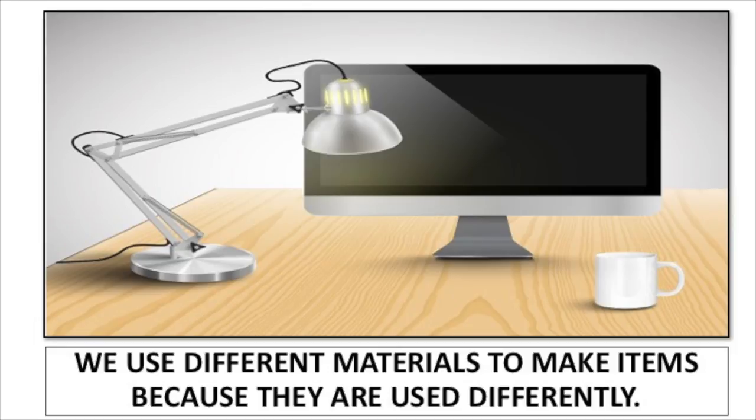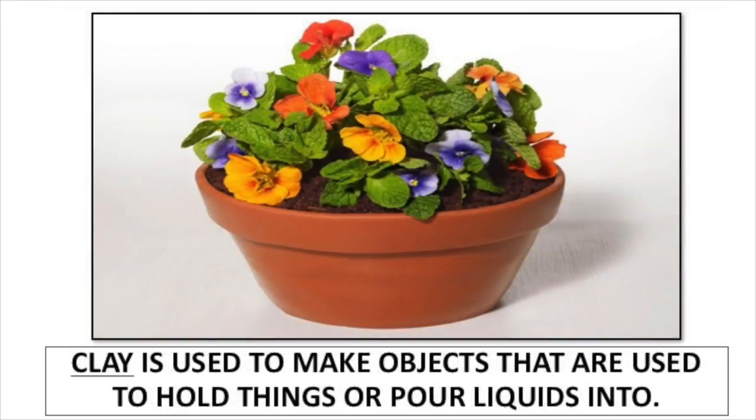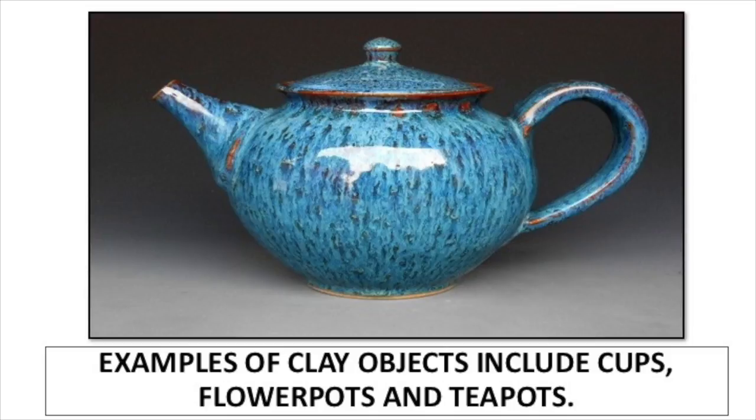The cup is made of clay or ceramic. That's one type of material. The TV screen is made of glass, which is another material. And the lamp is made of metal. So it shows how different materials have different uses for different things. Clay is used to make objects that are used to hold things or pour liquids into. Examples of clay objects include cups, flower pots, and teapots. Like in this picture here, this is a teapot.